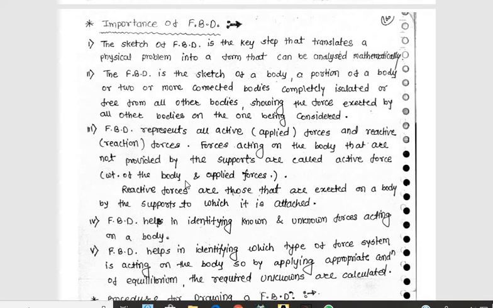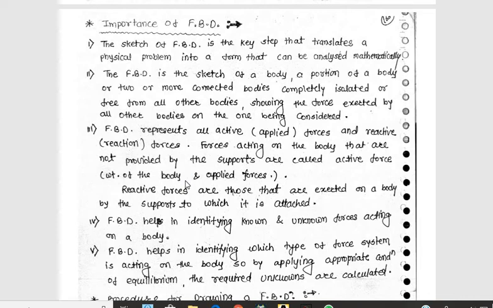When we are removing the supports, we have to show the support reactions offered, which we call the reactive forces. Forces acting on the body that are not provided by the supports are called active forces, or applied forces. Reactive forces are those that are exerted on the body by the supports to which it is attached.